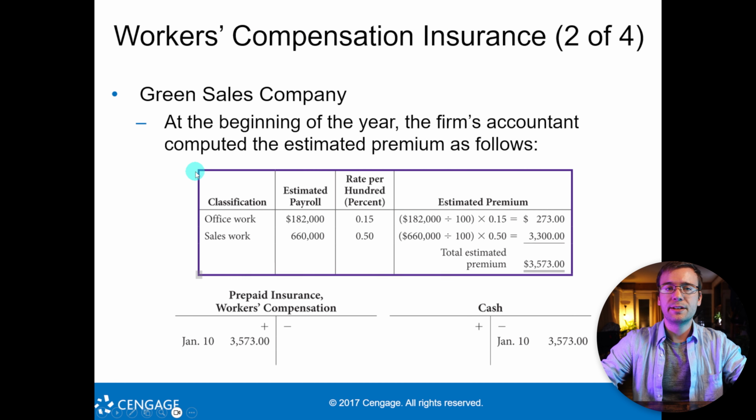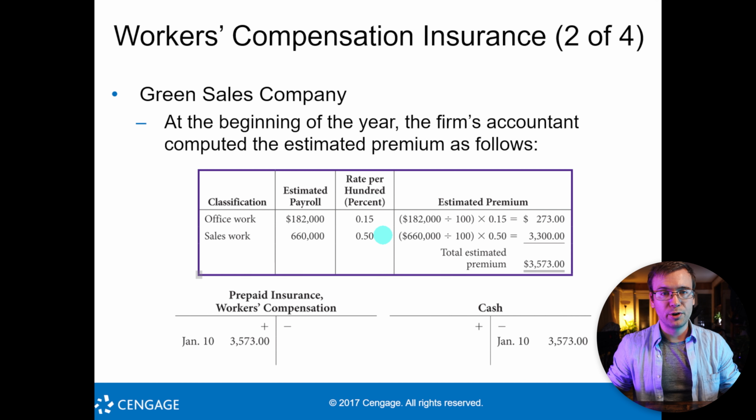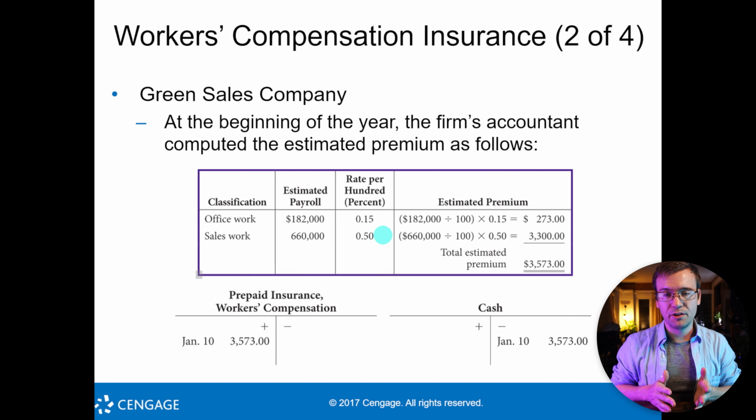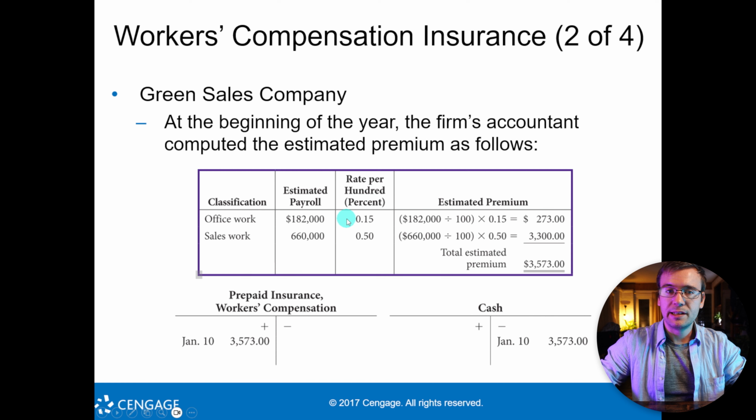So here's Green Sales Company. At the beginning of the year, the accountant computed estimated premium based on the annual estimated payroll for two different job classifications. We've got the office work and the sales work, and then the rate. Notice that office work is a much lower rate than sales work. Salespeople, maybe they're out in the field, maybe they're driving their vehicles. That's a lot more dangerous than sitting in a chair in an office all day.